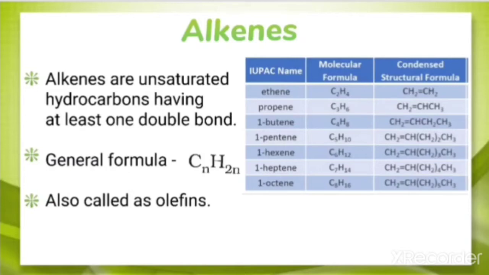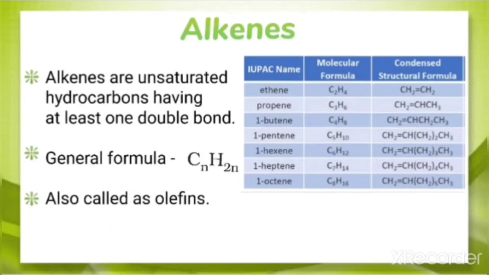These alkenes are also called olefins. Olefins means oil forming. Since the first member of alkene, ethene, was found to form an oily liquid on reaction with chlorine, it is generally named olefins, that is, oil forming.